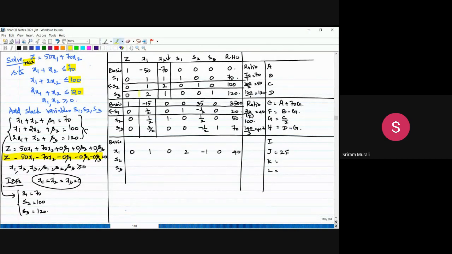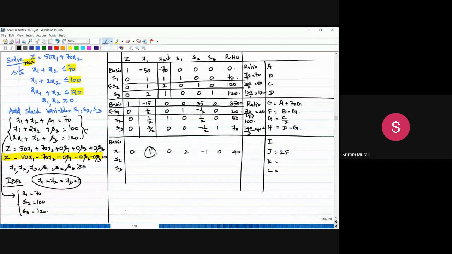I want to make this pivot element to 1. So what I should do so that this will become 1, multiply 2 in the entire equation so that this will become 1. Have you understood? Yes, sir. What is the next step?